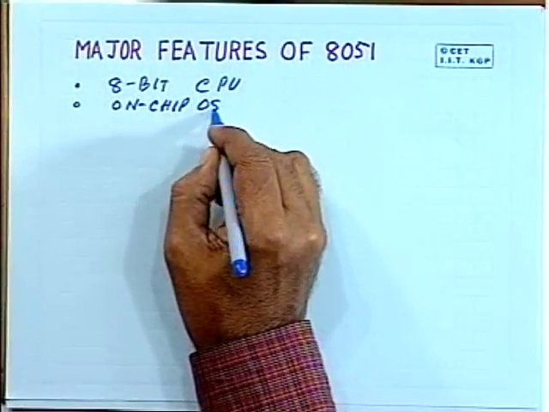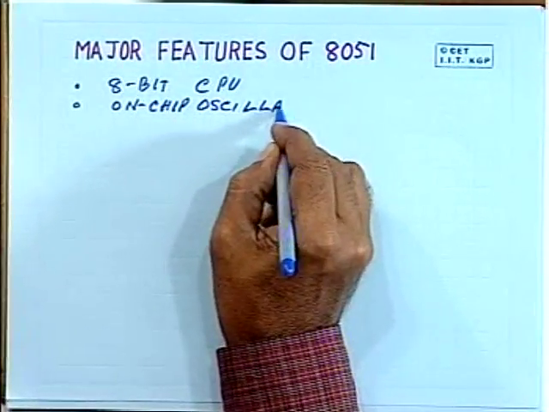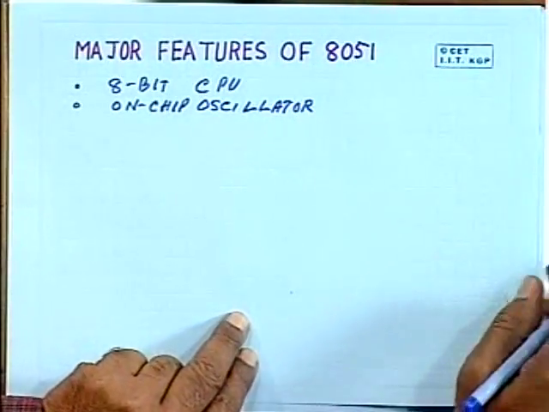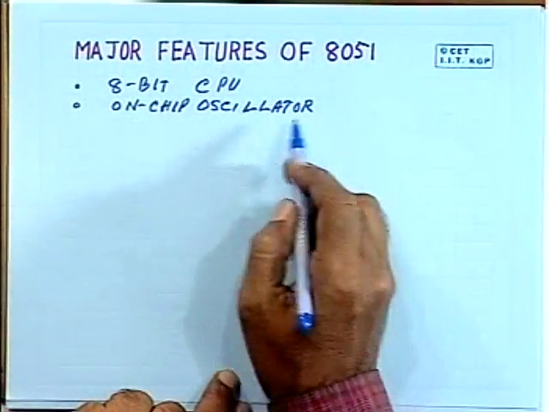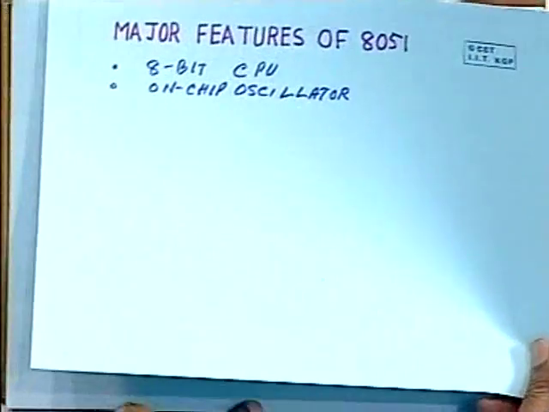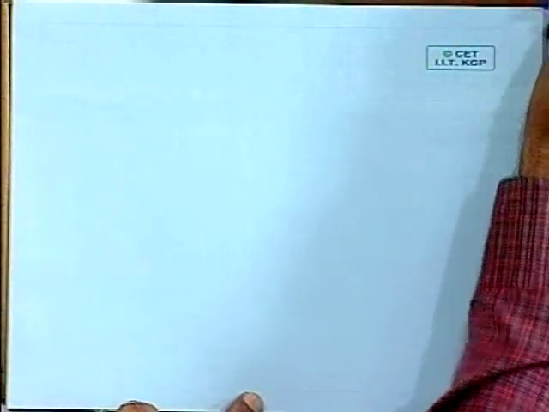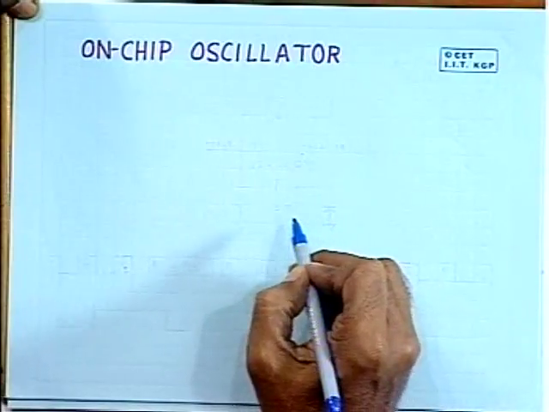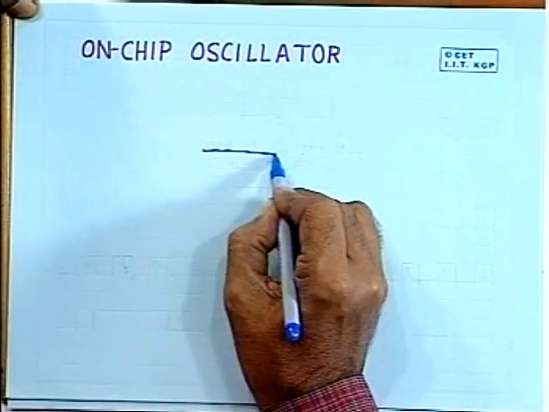As you have seen, this is one of the major features of microcontrollers. The microcontrollers are provided with an on-chip oscillator. Let's see how this on-chip oscillator is provided in 8051. So in 8051 we have got the on-chip oscillator in this manner.